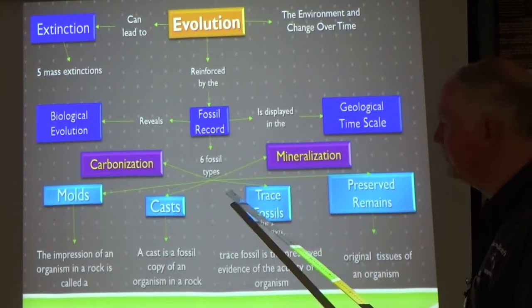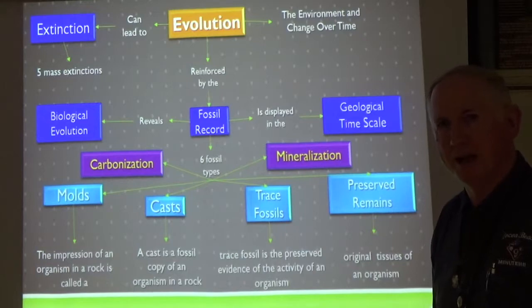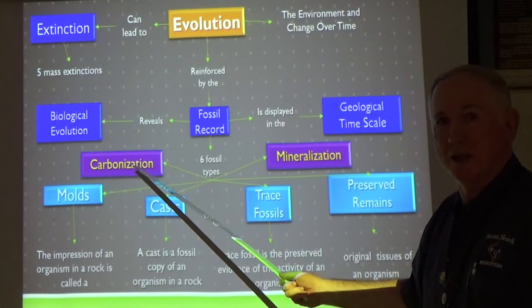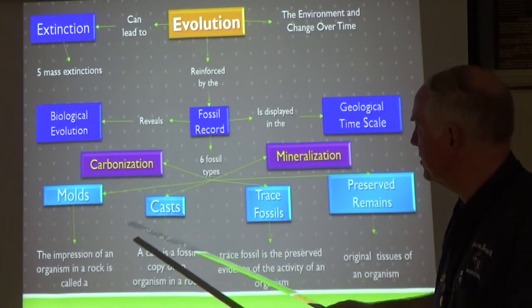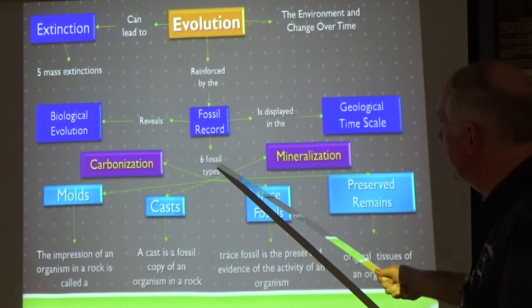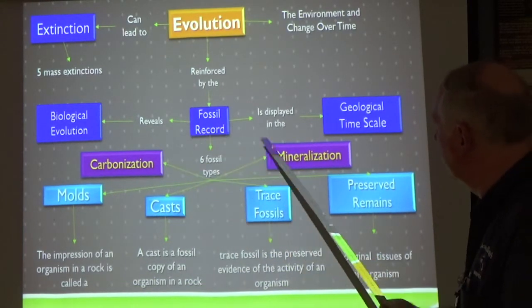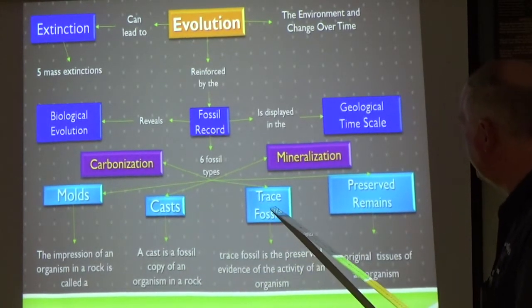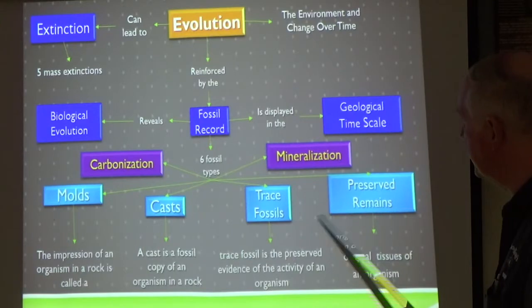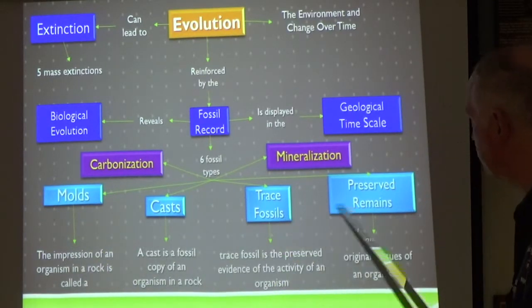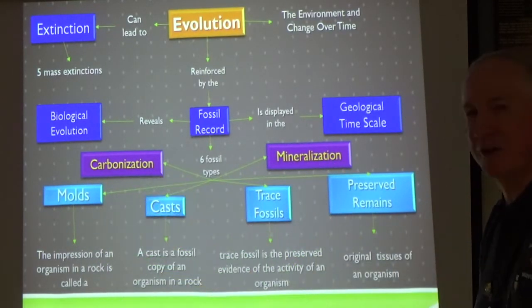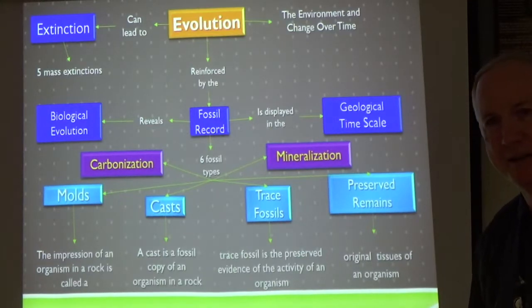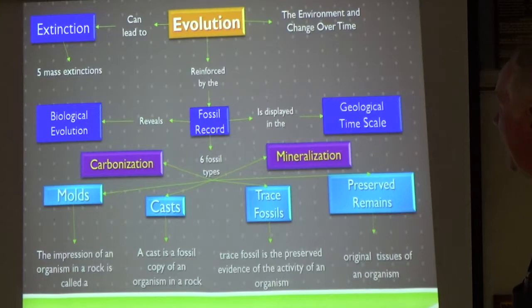You can also get fossils that leave a layer of carbon behind. That's where coal comes from. It's carbonization. And so the 6 types we have are mineralization, carbonization, molds, casts, trace fossils, and preserved remains. Now these 4 we did talk about. That's why they're in blue. The 2 purple ones are the new ones that we haven't talked about, but the book has it in it, and if you're reading the book, then you know that.